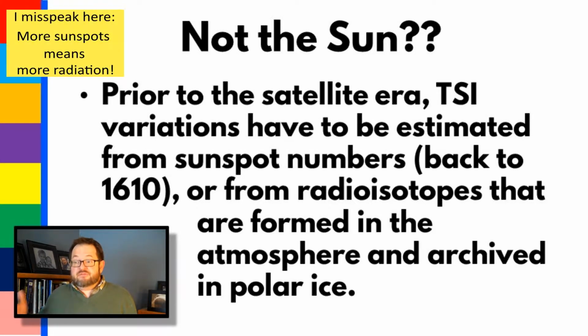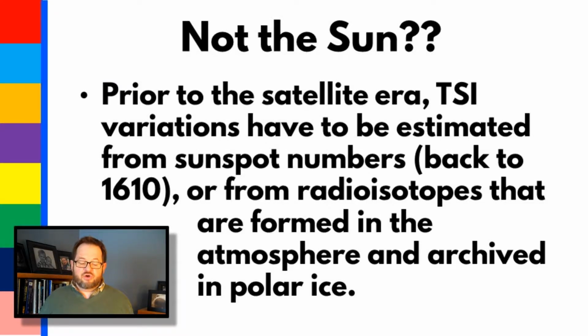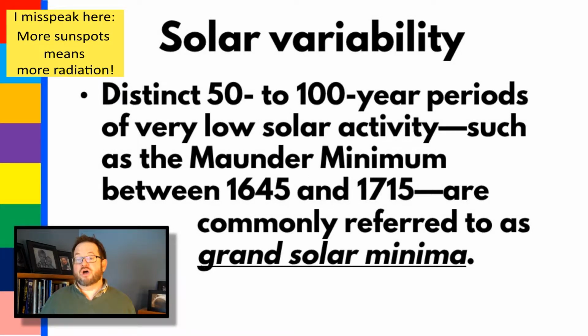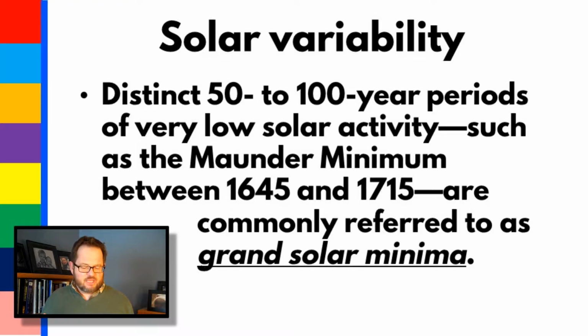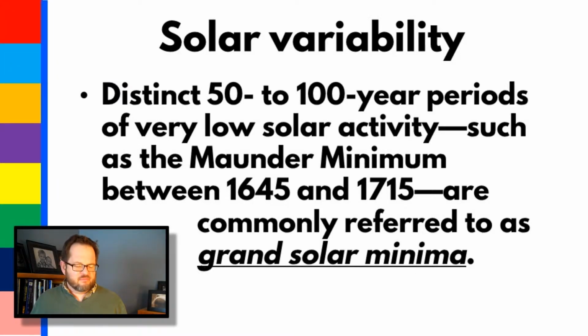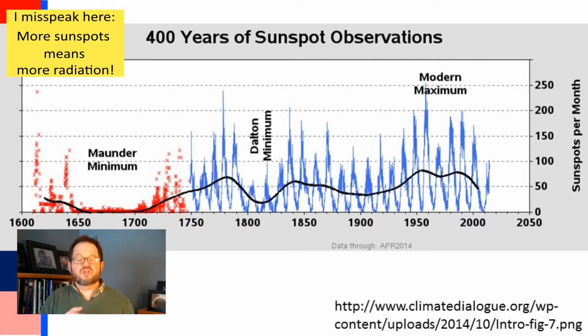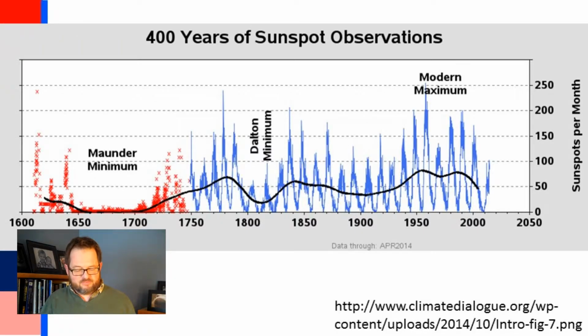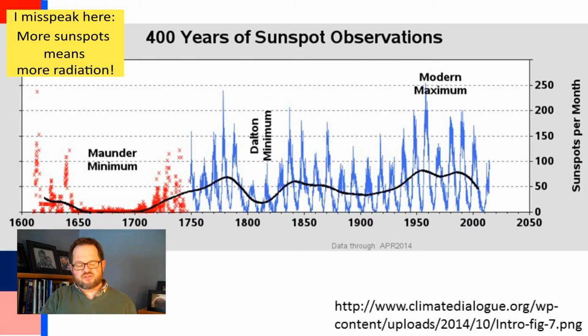And there are a lot of different things going on in the sun. There are these distinct periods of about 50 to 100 years where there's very little going on in the sun, where there are very few sunspots, like the Maunder minimum. We call those things the grand solar minimum, when there were few sunspots. So let's be clear, it's called the grand solar minimum, but the sun's giving off a lot of radiation, okay? And then there's another minimum, the Dalton minimum. I had never heard of that before I saw this particular diagram.